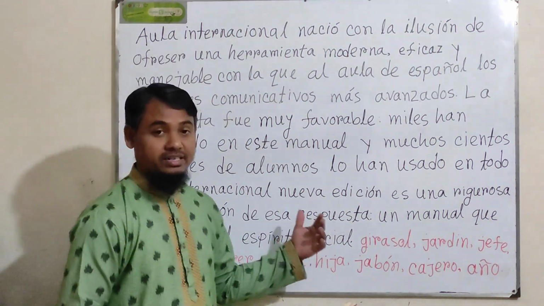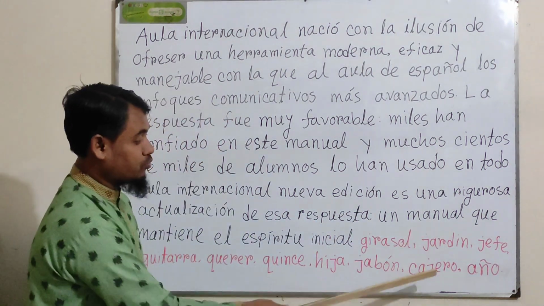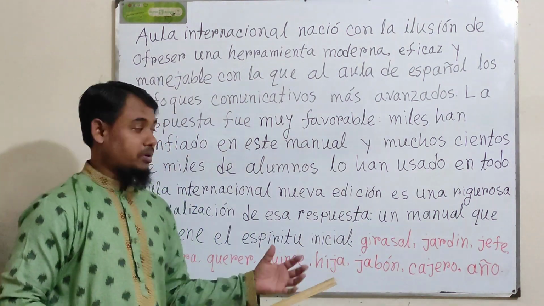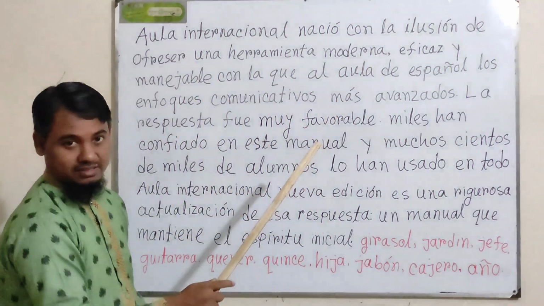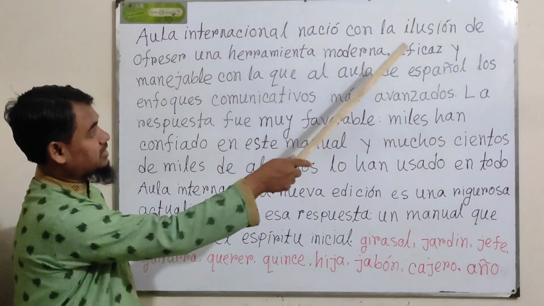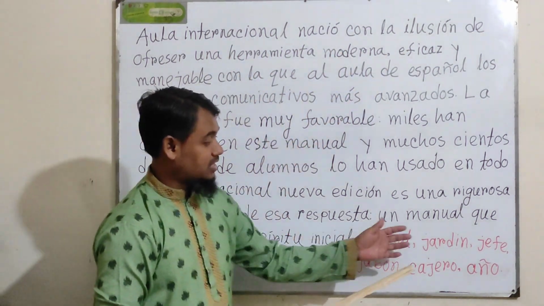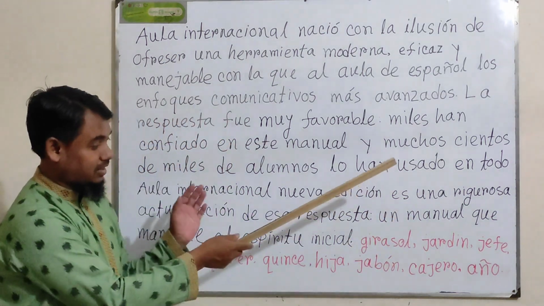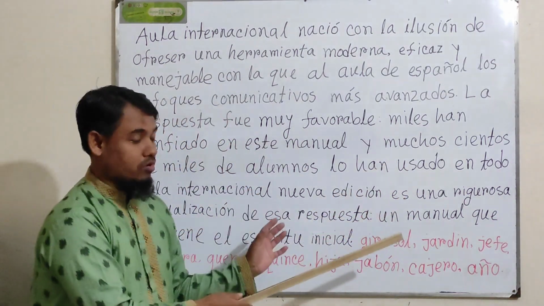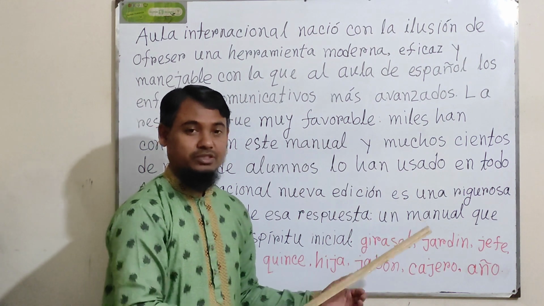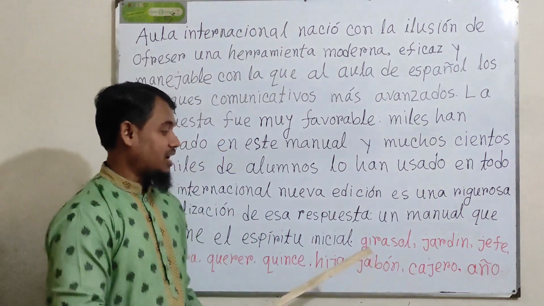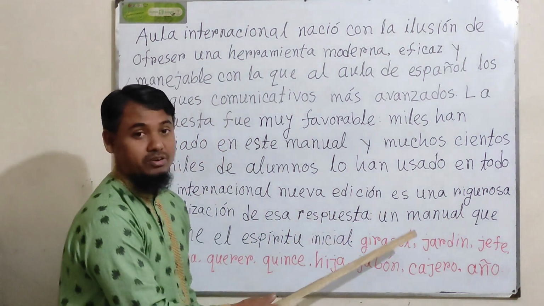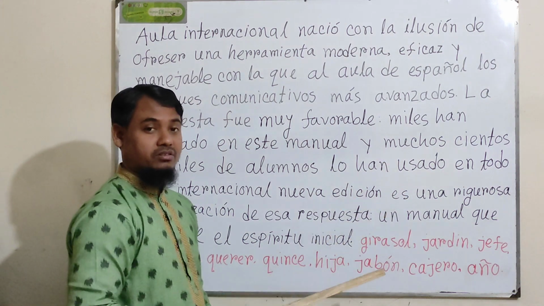So dear learners and ladies and gentlemen, I have written some words in red colors because these are the sentence. This is a paragraph and these are the sentence, but I have written here some individual words. That's why I have written these words in red colors, so that you can easily understand. These are not sentence, these are separate words, that means individual words.